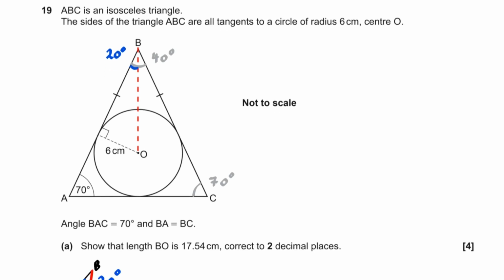Then for part B, it says find the area of the triangle ABC. Well, if I go back to the diagram, what I can do is add on this line here, which is just an extension of BO. And if I call this point M, this will be 6 centimeters because it's still a radius. We're going from the center to the circumference. We've just found this to be 17.54. Now what we can do is construct another right angled triangle. Let's first of all find the length BM. BM, we've got this 17.54 plus the 6, so we get 23.54.